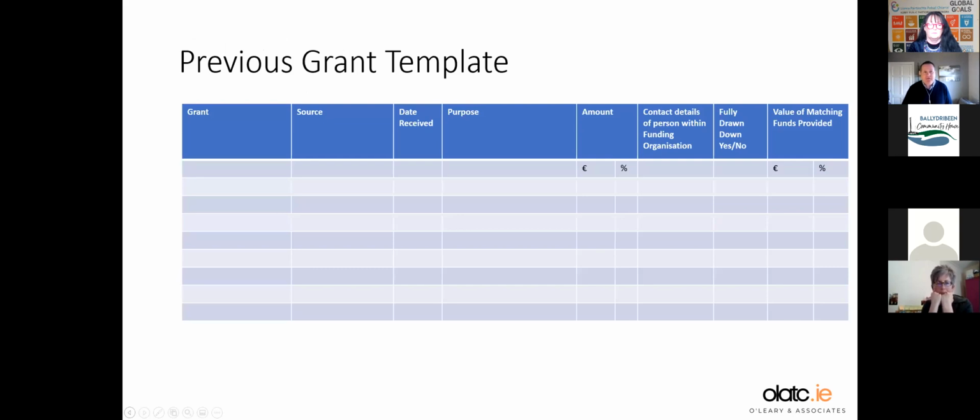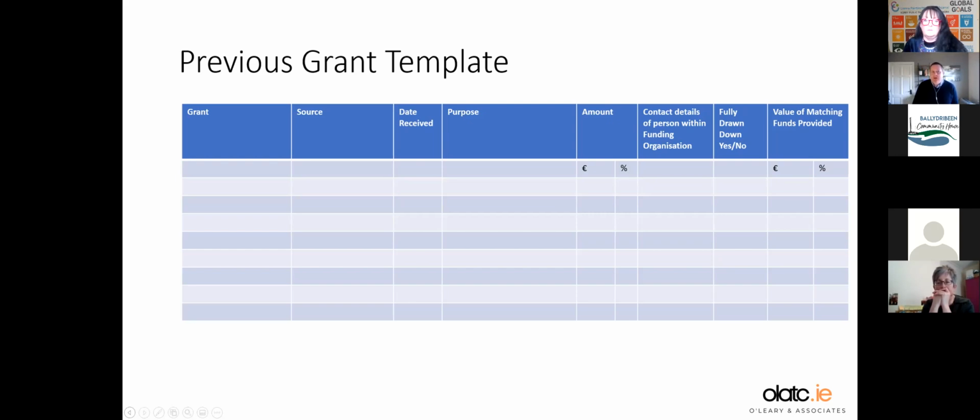What we also get people to do is this thing, which is very important to do. And the reason it's very important is that most grant applications now will ask for details of previous grants you received, okay? And most people have no idea what they received, or they might have, but they forgot what it was for, or the amount, or the date, or they know it was there, but they don't have any details of it.